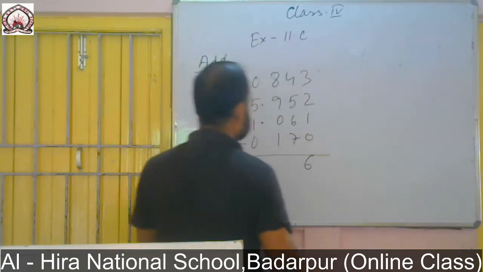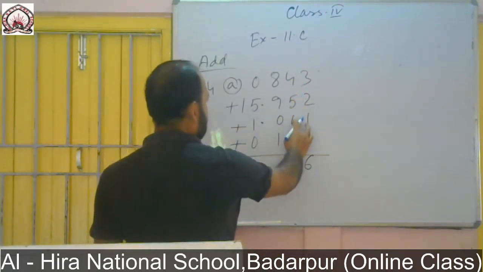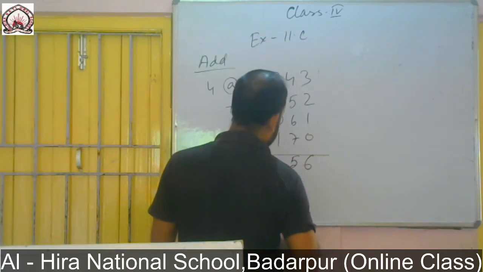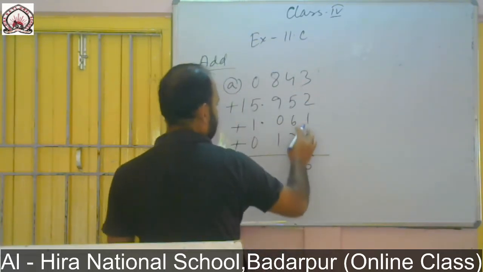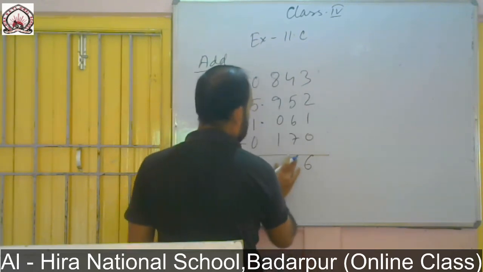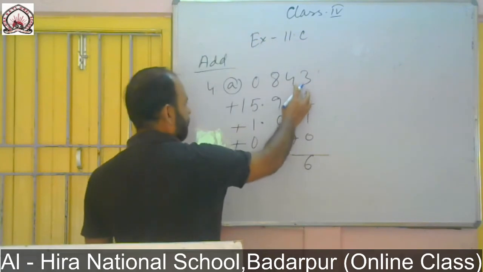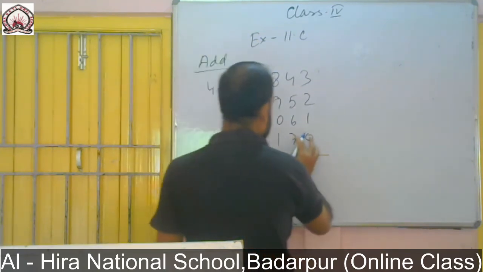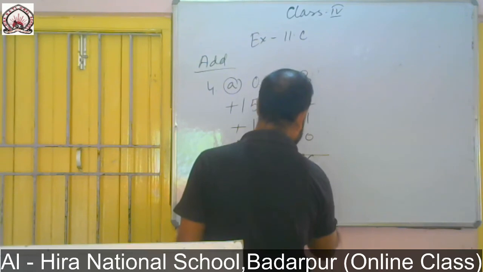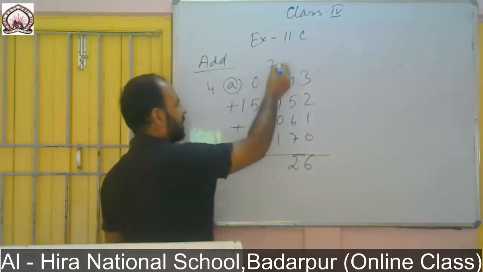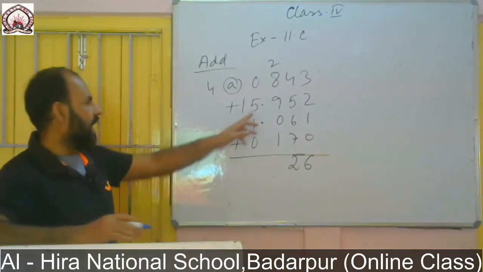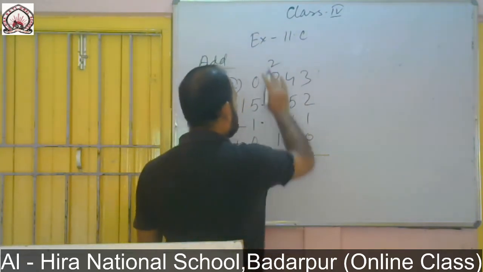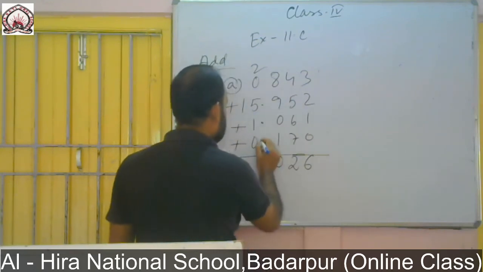3 plus 2 is 5, 5 plus 1 is 6. Here 6. 4 plus 5 is 9, 9 plus 6 is 15. Here 5 plus 4 plus 5 is equal to 9, 9 plus 6 is equal to 15, and 15 plus 7 is equal to 22, 2 in my hand. Now 8 plus 2 is 10, 10 plus 9 is 19, 19 plus 1 is 20, 20 is 0, 2 in my hand, and point is straight.